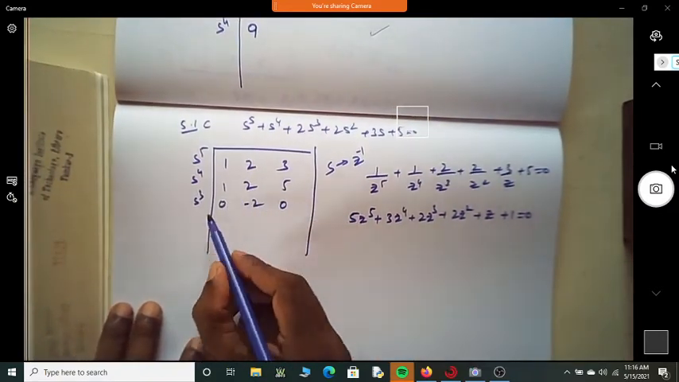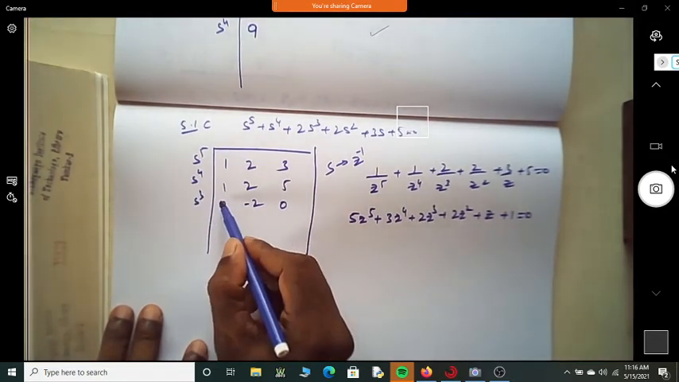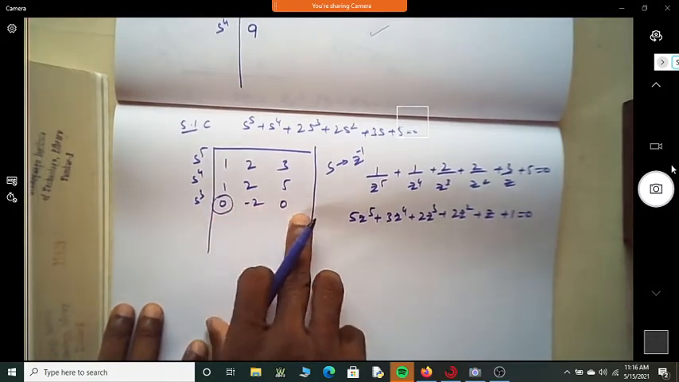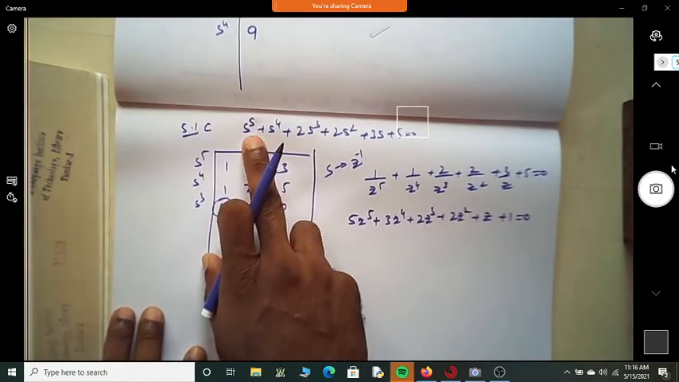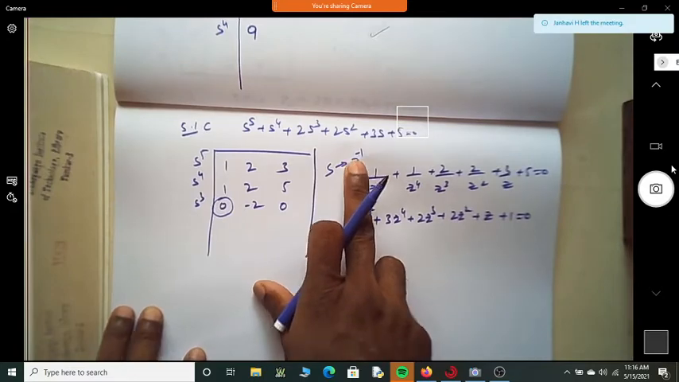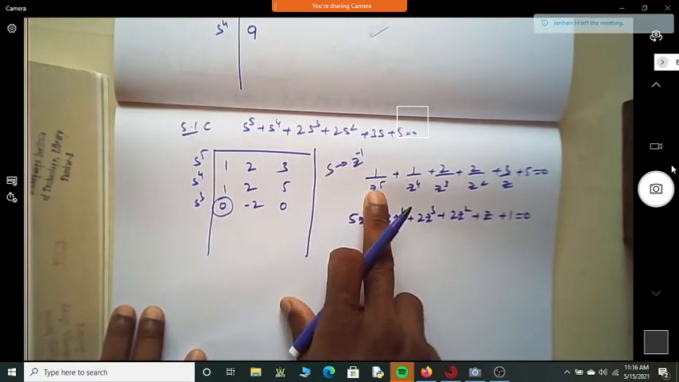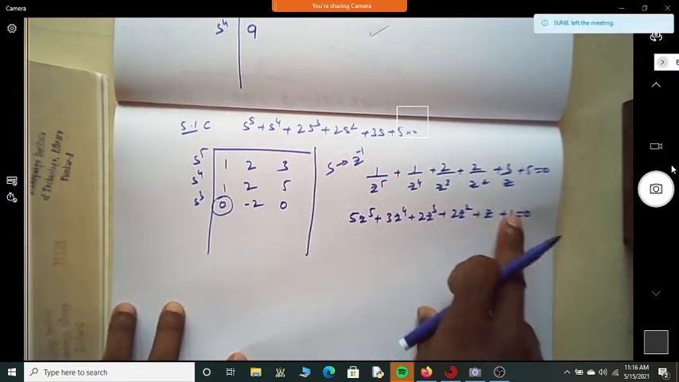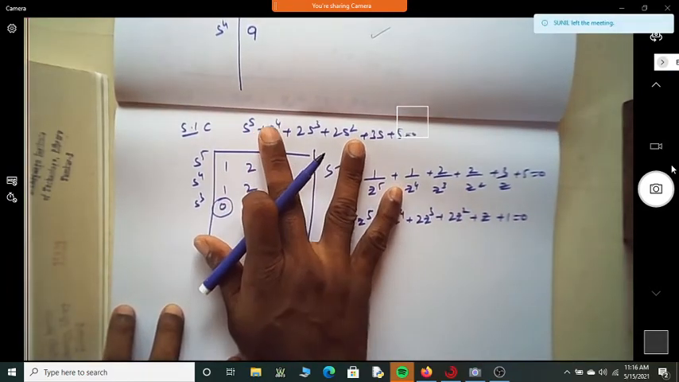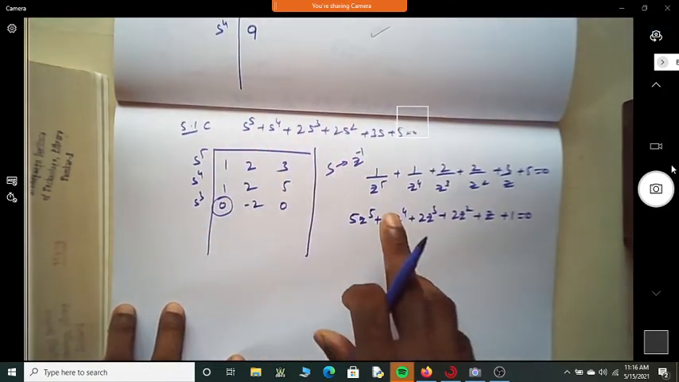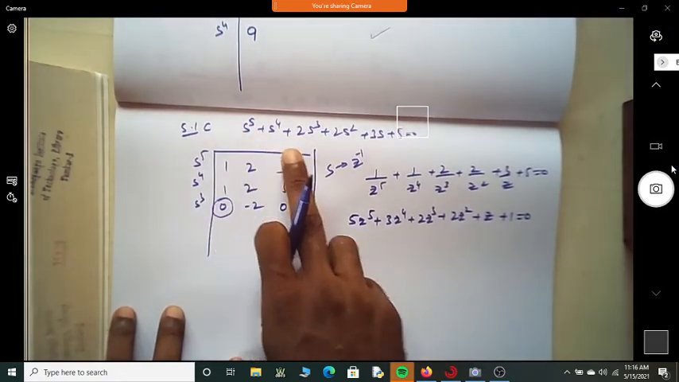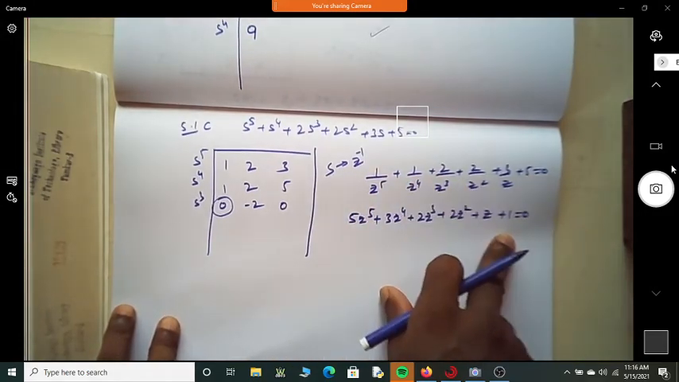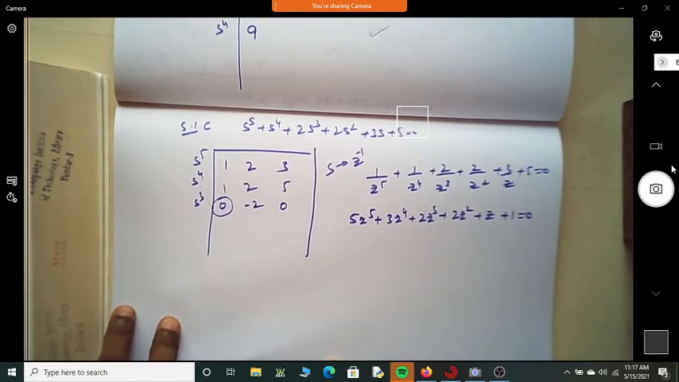Whenever you end up with a Routh array where the first element of a particular row becomes 0, you replace s by 1 over z. When you replace s by 1 over z, this is a modified characteristic equation. You rewrite the characteristic equation, then the powers will simply interchange. The coefficient of s power 5 will become the coefficient of z to the power 0. So this is your new characteristic equation. Now you solve for this.